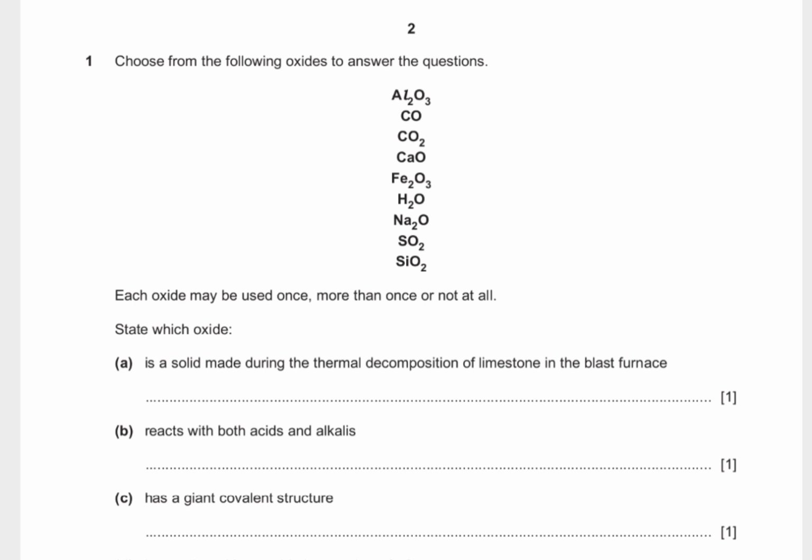When we decompose limestone in the blast furnace, limestone is calcium carbonate. So calcium carbonate decomposes, it gives you calcium oxide and carbon dioxide. So calcium oxide is the answer here.